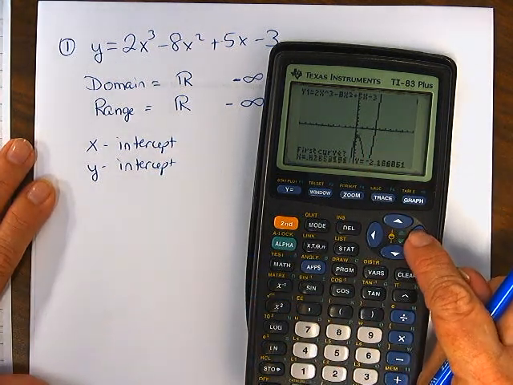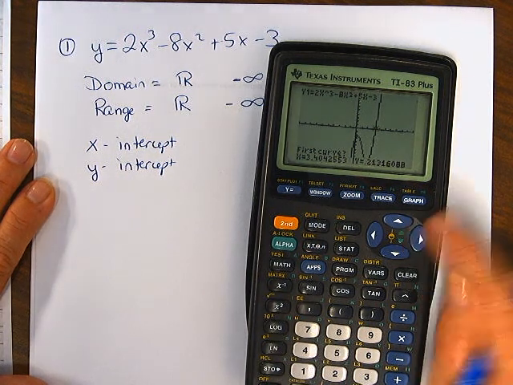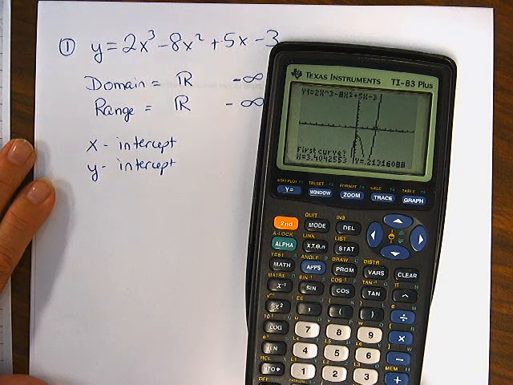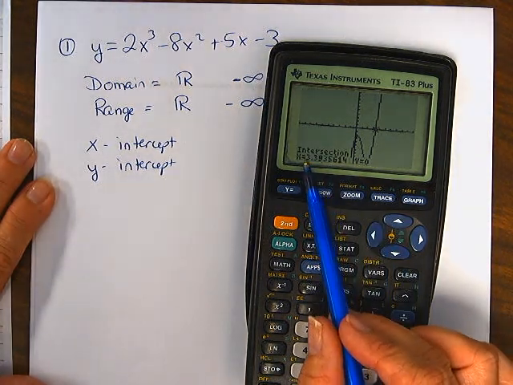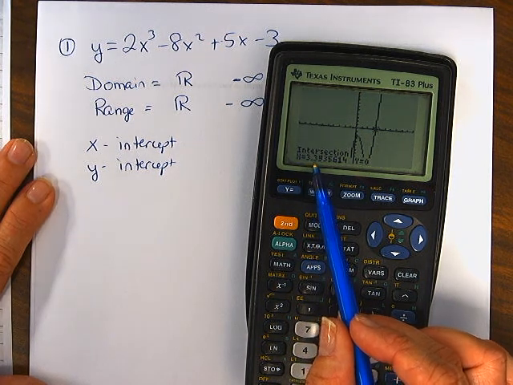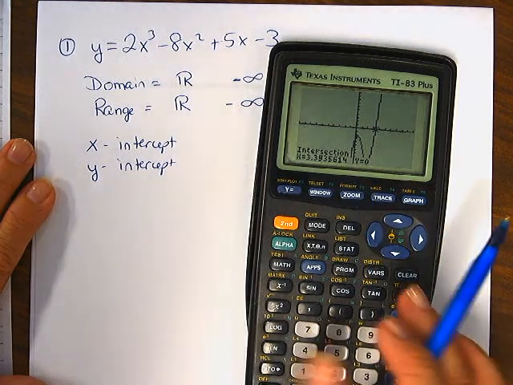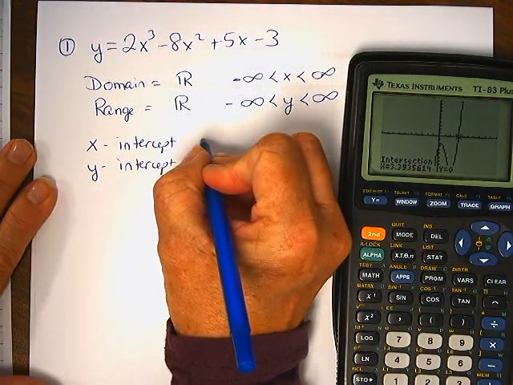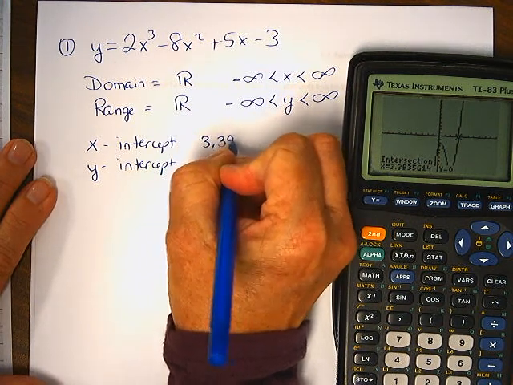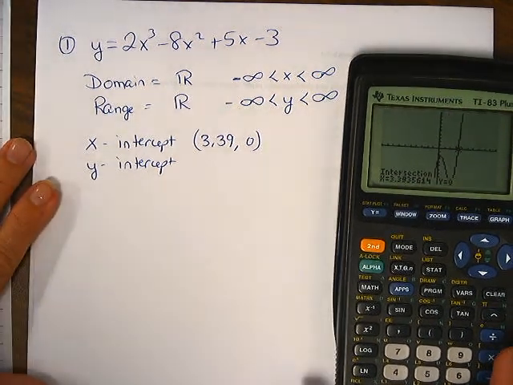So using the right arrow, ooh, it's like going on a roller coaster. Put it somewhere close to the intersection point and press enter 3 times. And it comes back and tells us our intersection is at 3.3935, blah, blah, blah, and y equals 0. So our x-intercept is at 3.39, 0. And 2 decimal places are fine there. So x-intercept is at 3.39 and 0.